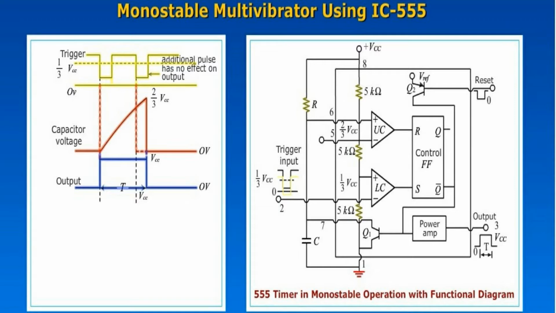Okay, now consider a stable condition. Initially assume the monostable multivibrator is in stable state. In this case, assume the SR flip-flop output Q bar equal to 1, the power amplifier input equal to 1, because the SR flip-flop output Q bar is connected to the power amplifier input. In this case, the power amplifier acts as the inverter, hence the monostable multivibrator output goes to 0.